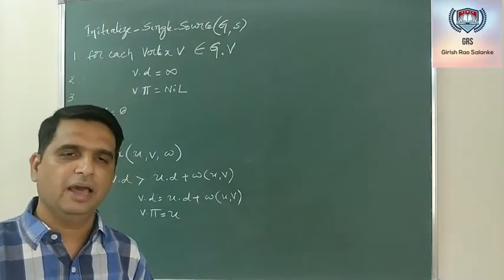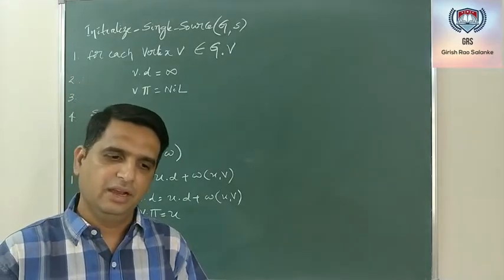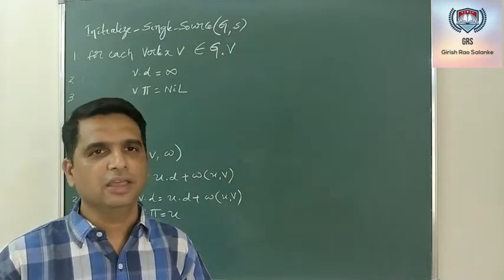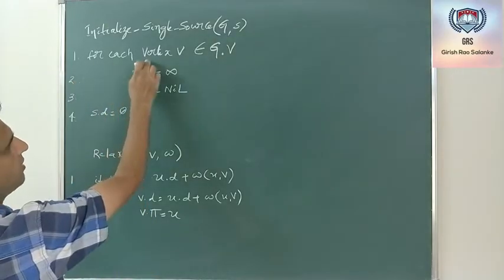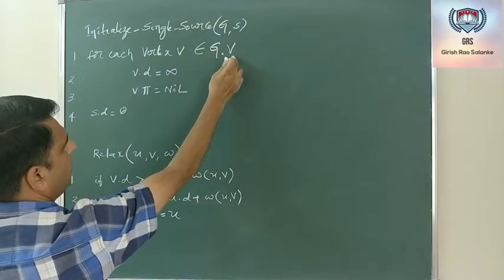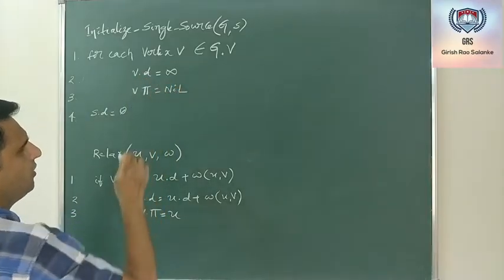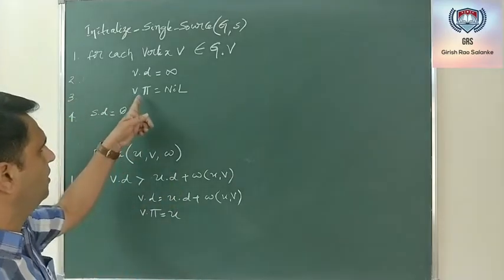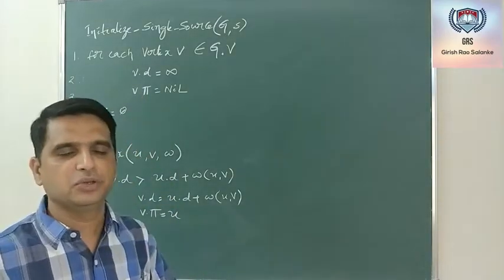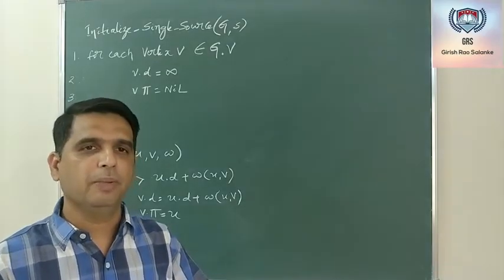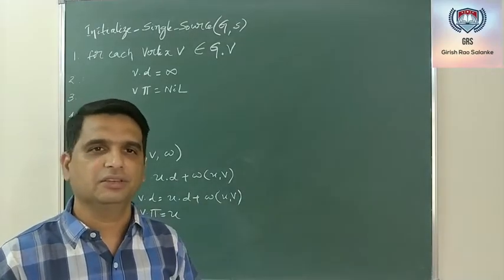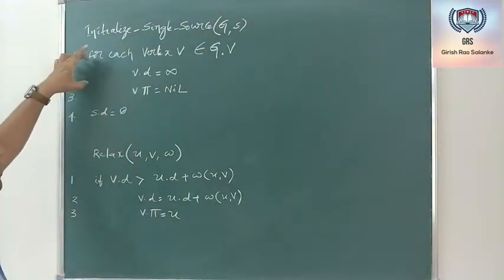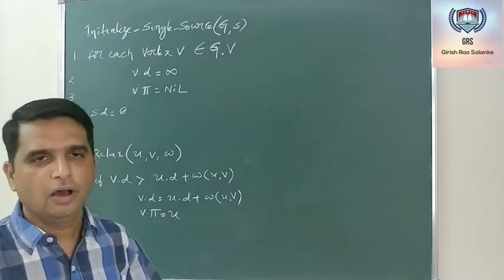As you have seen earlier, in case of initialization, the distance to the source itself should be marked as 0, and to all other vertices it should be marked as infinity. That is what we are doing. For each vertex V which belongs to G.V, V.d is being initialized to infinity. Initially we are marking infinity to all the vertices, including the source vertex. And this is V.pi. Pi is an array which holds the parent node, from where we got the shortest distance. And finally we are updating the distance to the source as 0. So this is the pseudocode of initialization.